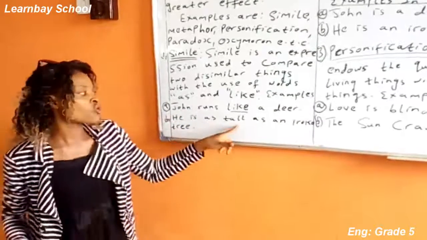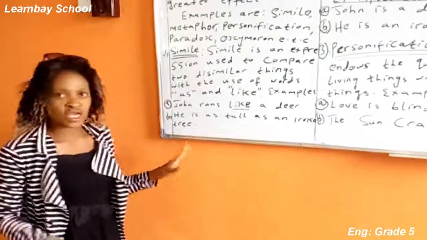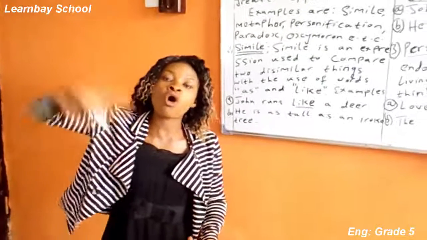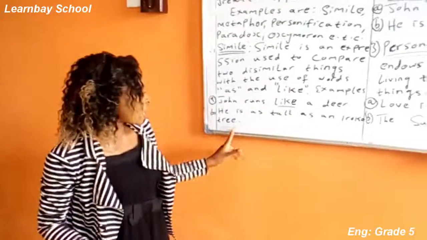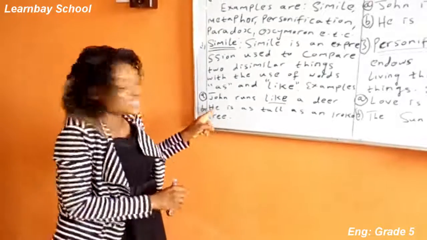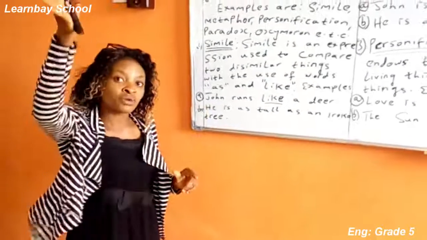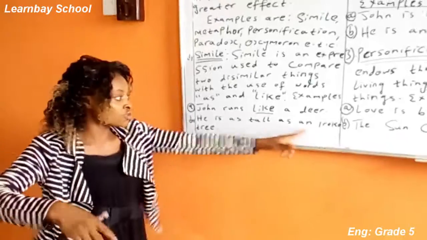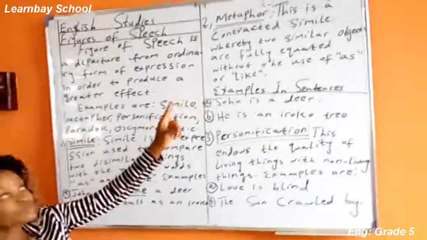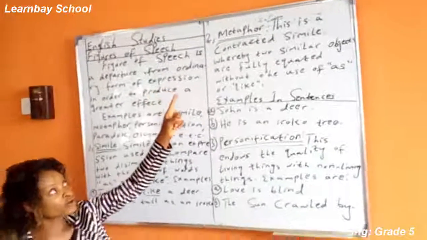He is as tall as an Iroko tree. Every one of you knows that an Iroko tree is one of the tall trees we have. So the height of the man is being compared with the height of an Iroko tree. Hope you are getting me. Now let's move to the second figure, which is metaphor.